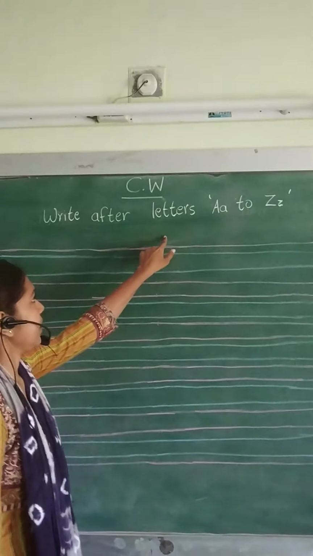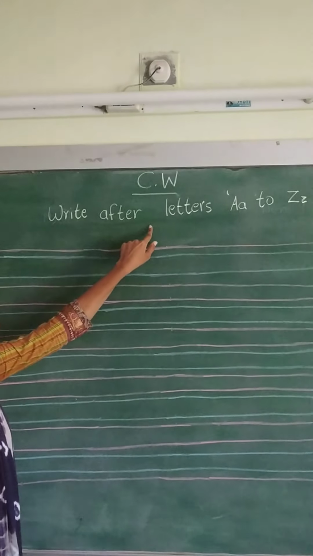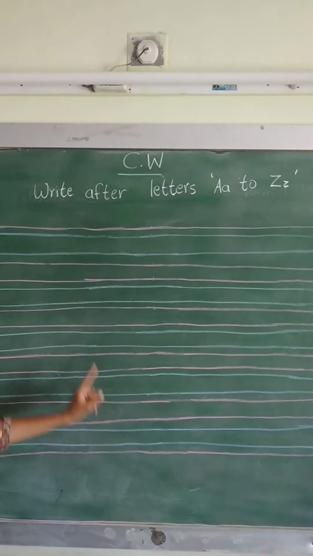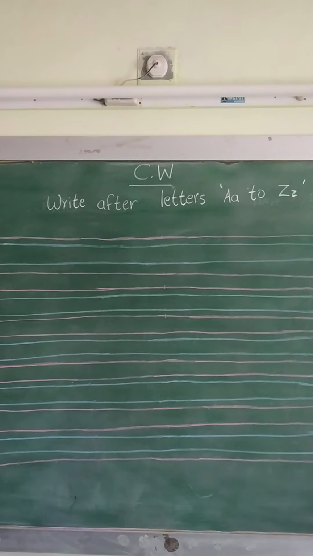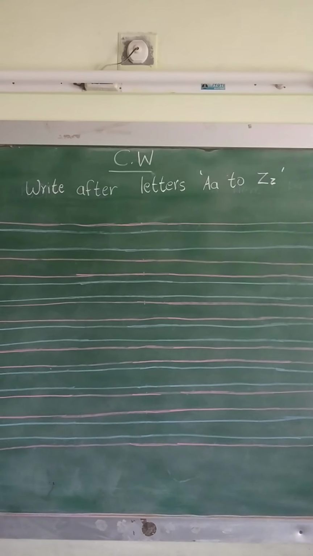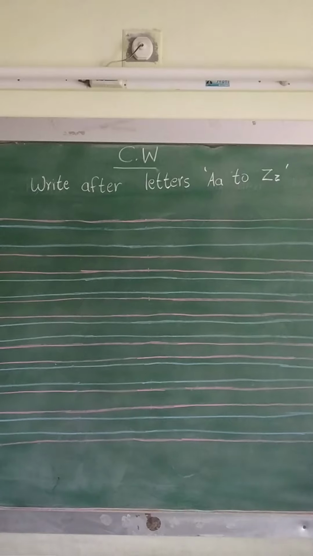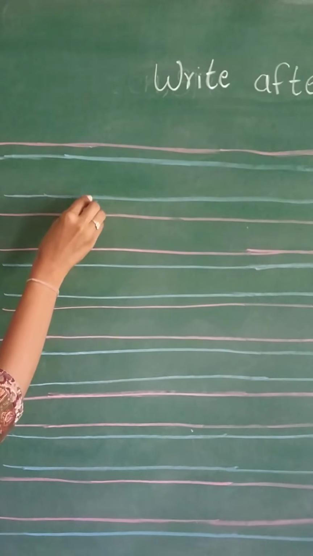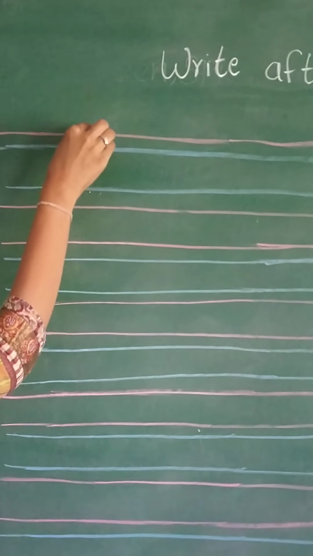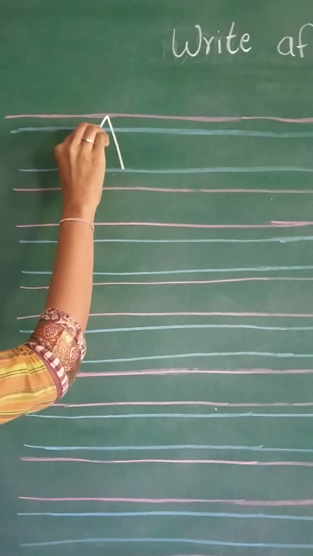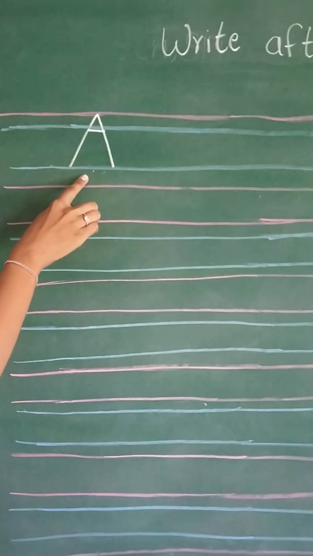Study after letters, right? After letters A to Z in the notebook. Okay, start with me. Right here in the first line. Start from the red line to the blue line. Slant line and sweeping line. This is capital A.